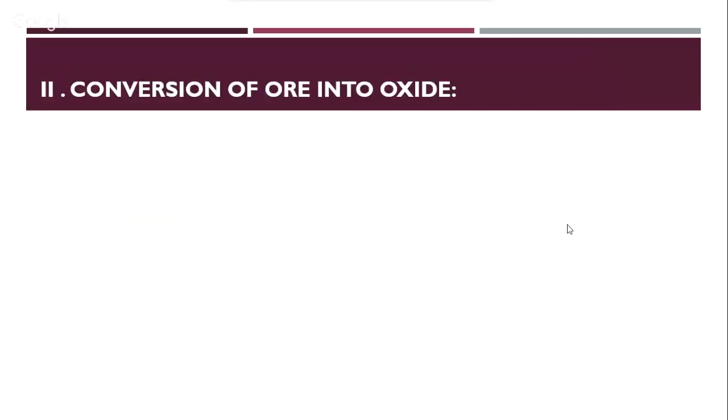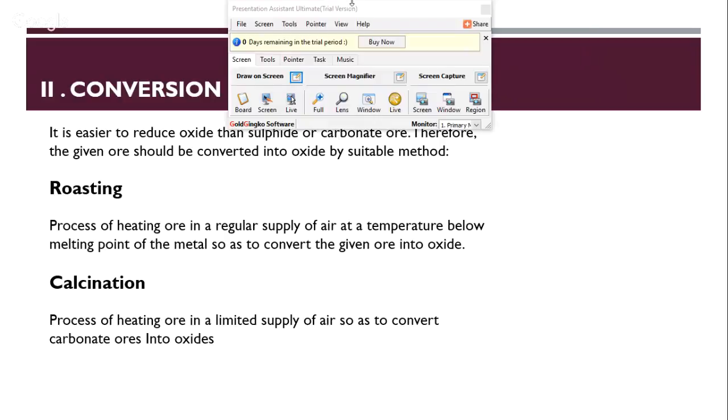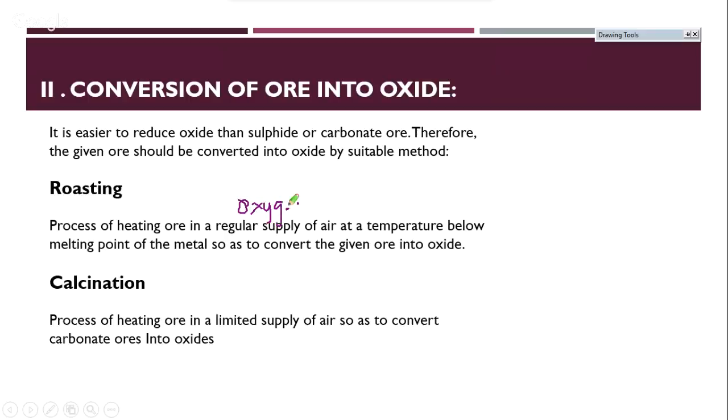Now let's look at the processes of conversion of ore into oxide. Major processes are two, called roasting and calcination. In roasting, you will find that there is a lot of supply of air, and therefore oxygen is involved. And in calcination, you will find that there is no or limited supply of air. Therefore, there is no oxygen involved.